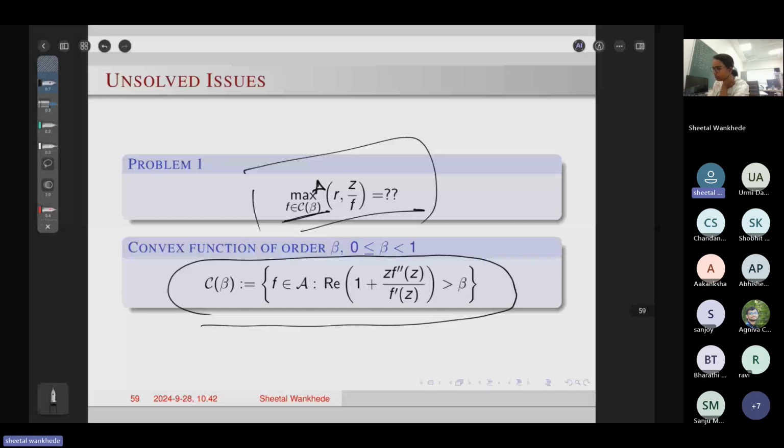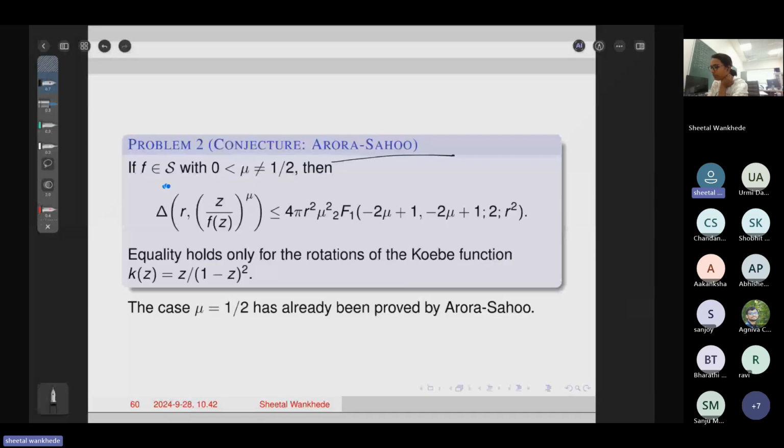Okay. And one more conjecture was given by Sahoo and Arora: when this function f belongs to class S, and mu is a positive number not equal to half, then the area of the function z by f to the power mu, they generalize this function with some parameter, is less than or equal to 4 pi r square mu square, in the form of a hypergeometric series. And again, equality holds for the Koebe function. For the case mu equal to half, they already proved it in that paper. Oh, sorry, I forgot to mention this paper here.